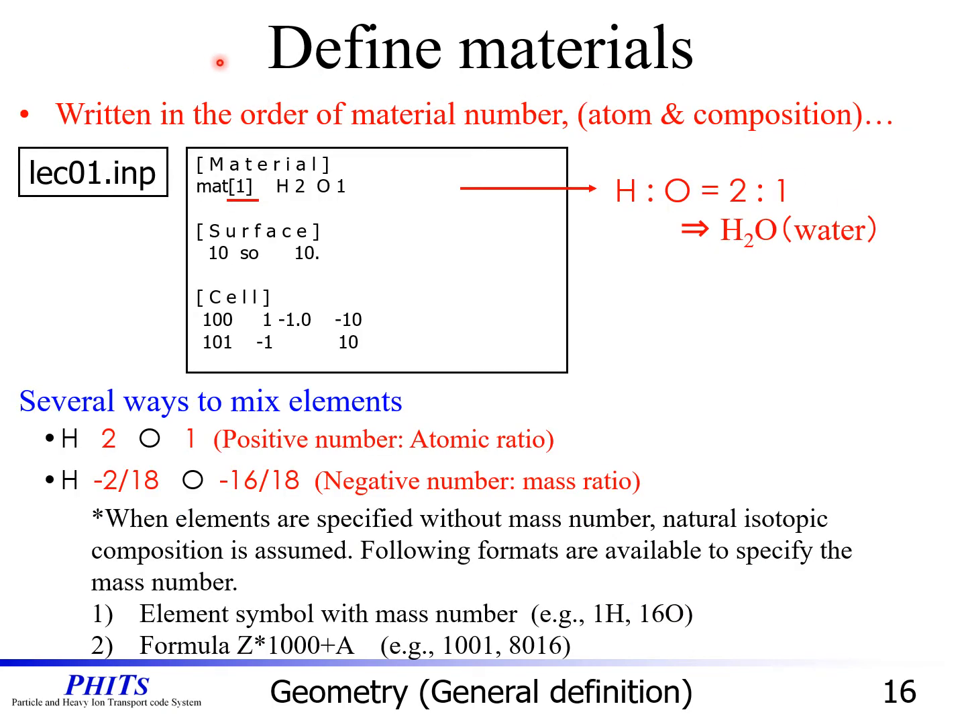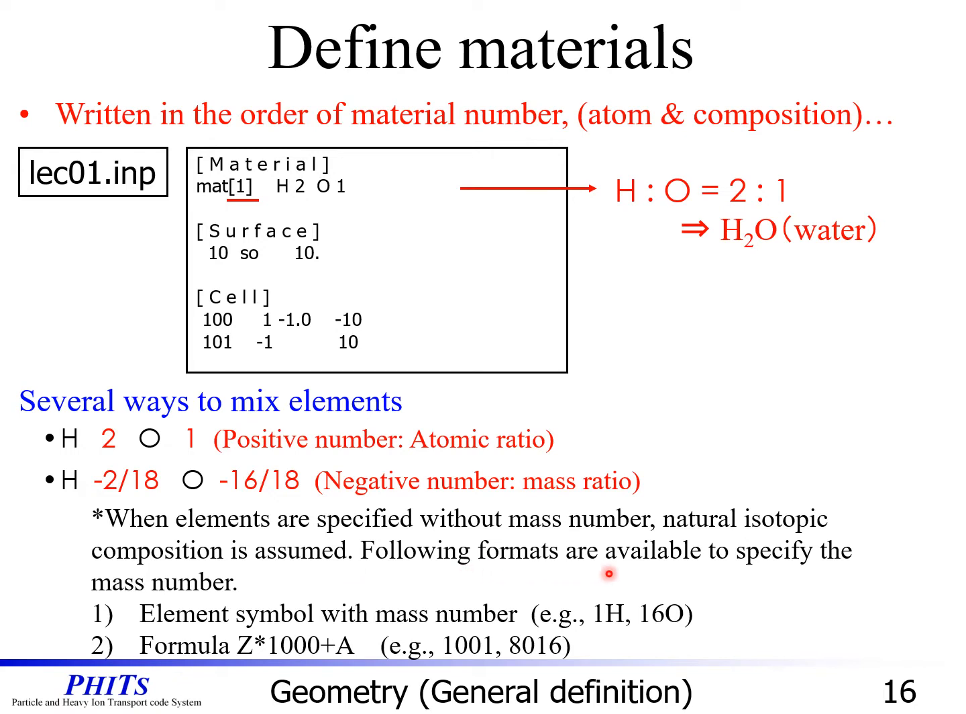Here is shown how to define materials. The format of definition is material number, symbol for element, and composition ratio. For example, this line defines 2 hydrogen and 1 oxygen, that is water, for material number 1. You can define the composition ratio as atomic ratio or mass ratio by changing the sign of the ratio. A positive composition ratio means atomic ratio, and a negative composition ratio means mass ratio.